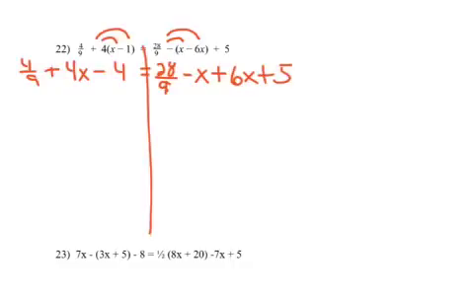Now, I see fractions. I don't like them. My denominators are all 9, so I'm going to multiply every single term by 9. No matter what, multiply every single term by 9.